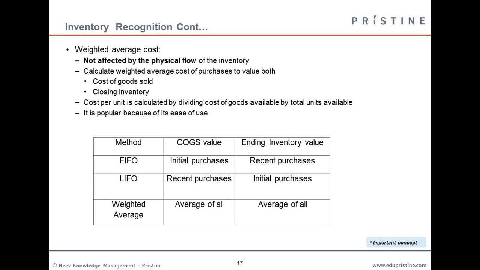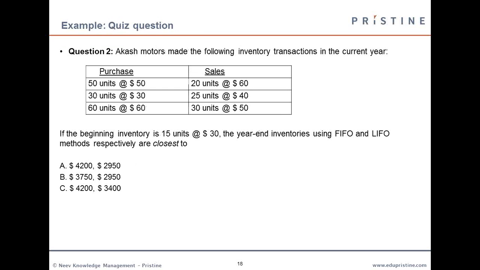So this table is basically the summary of all the methods. In the FIFO method, the cost of goods sold will have the initial purchase and the ending inventory has the recent purchase. For LIFO, it's the opposite. And in the weighted average, we have the average for both the methods. How are these calculated? Let's see an example.